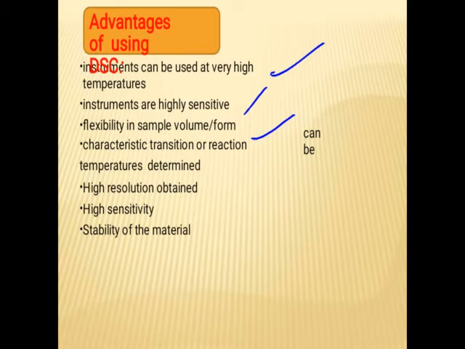Then the form of sample in which we can determine the DSC curve. The characteristic transition or reaction can be determined, or the reaction temperature can be determined. Then high resolution can be obtained as it has an amplifier. It is highly sensitive, so it gives accurate results. Then stability of material. So these are some advantages of using DSC.